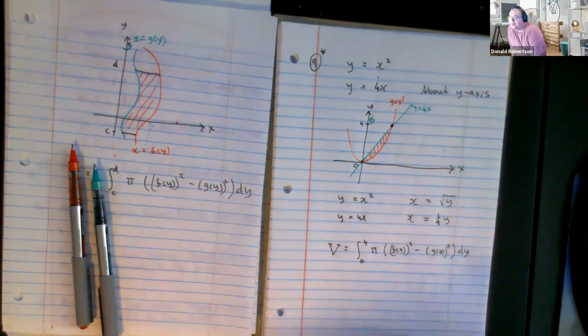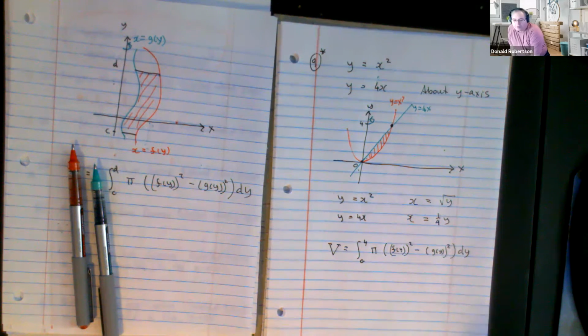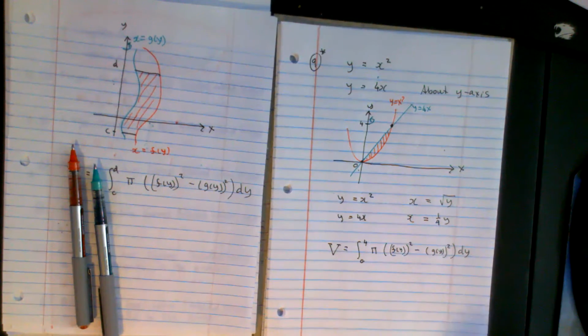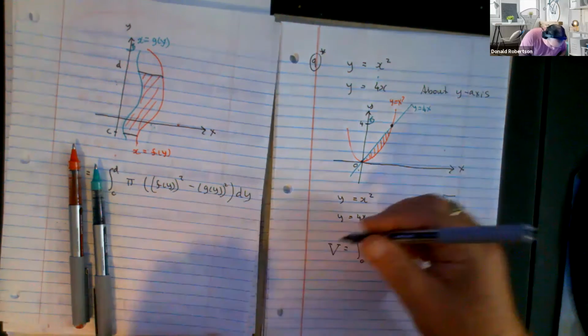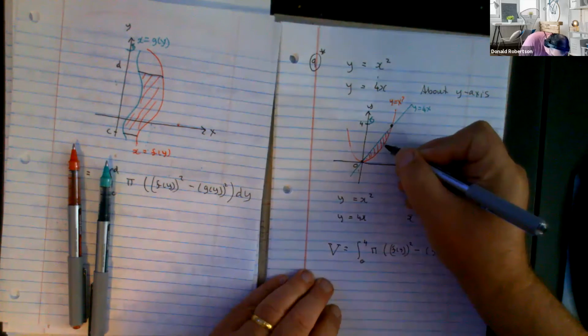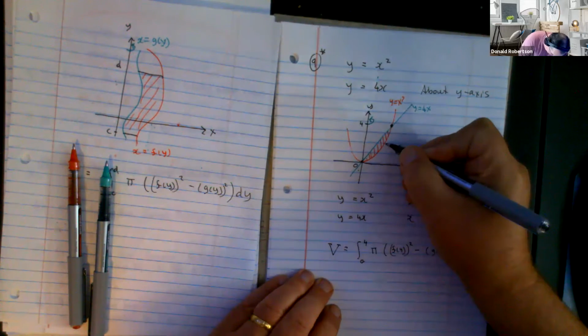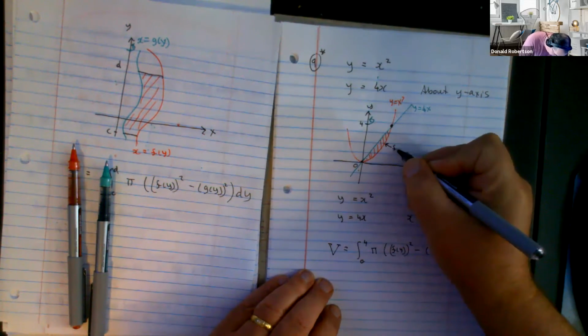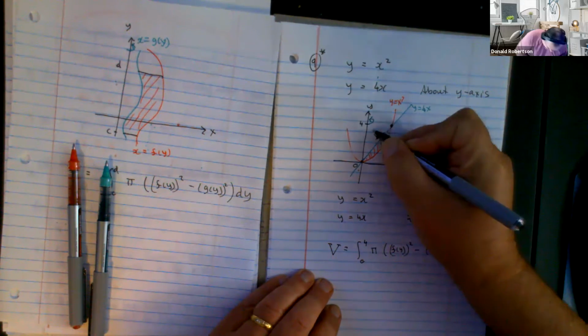Are you all comfortable about what we had to do here? Now we have an extra problem, but it's a problem that's always there. Red guy or green guy? Which one of them is going to be my f of y? The red one? Yes. The one that's furthest away from the y-axis. The one that's furthest to the right is f, and the one that's closer is the g.